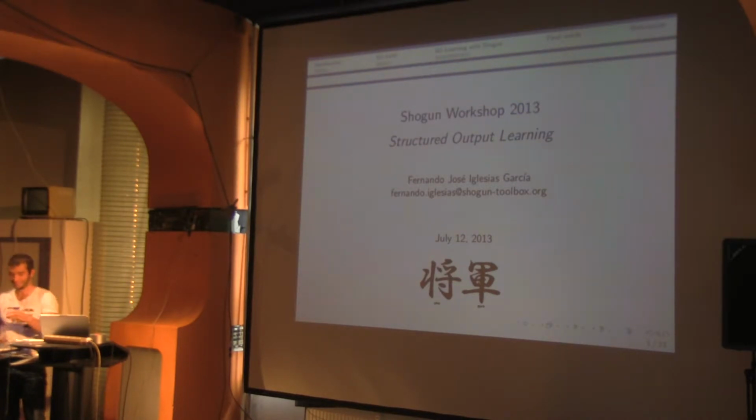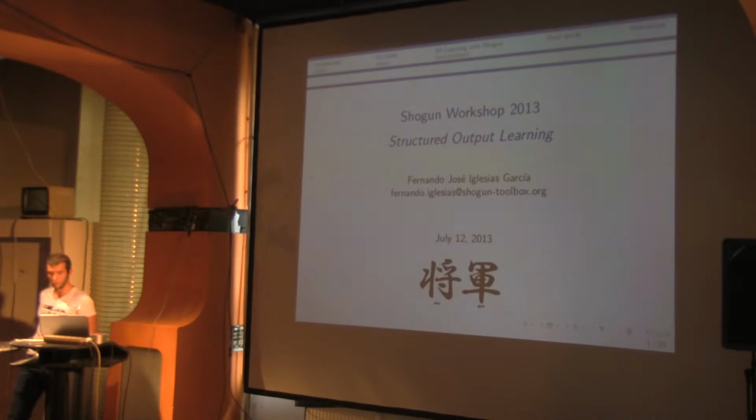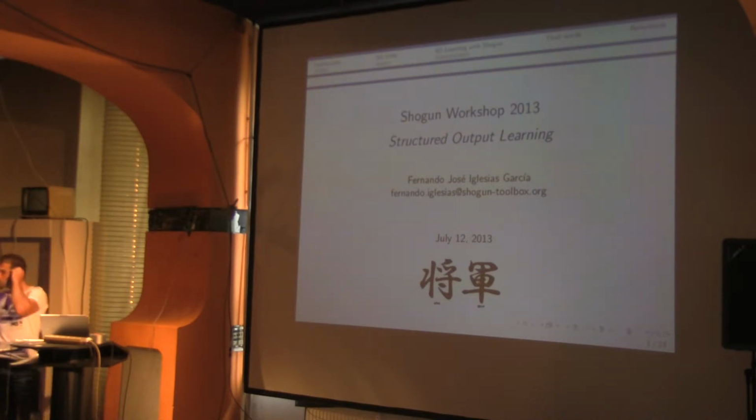Perfect. Okay. So last year he wrote the structured output learning interface of Shogun, and this year he's doing what's called MKL, large margin nearest neighbor classifier. Or what's this thing called? Yeah. All right. So looking forward to your talk.